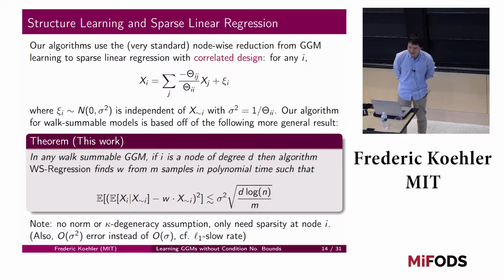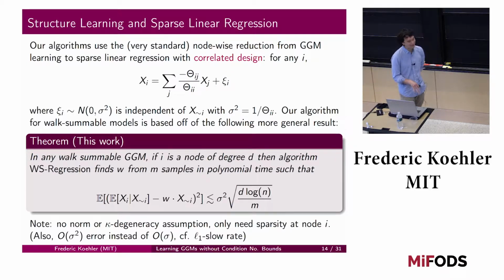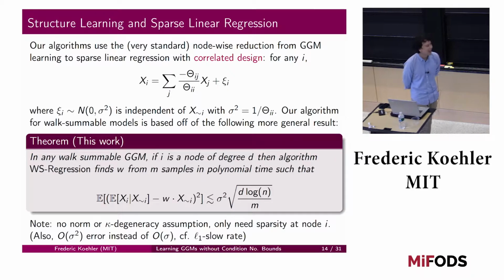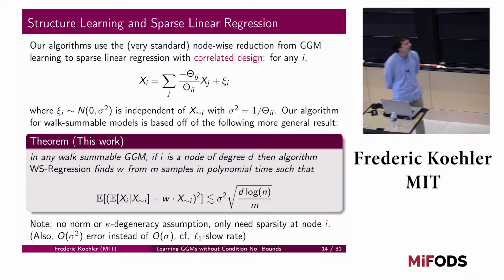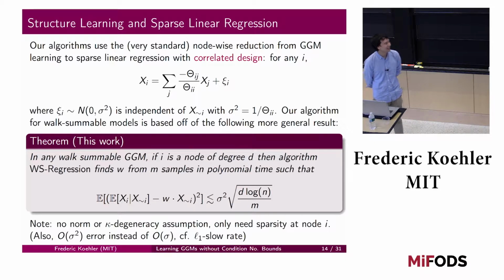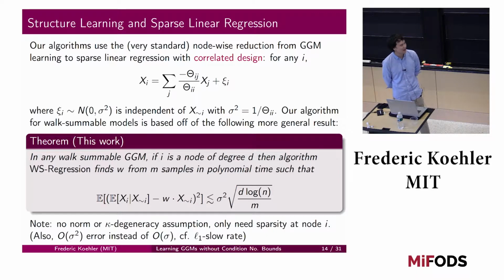So maybe just to get things started with the analysis, our algorithms use this very common idea in graphical models, which is I have an unsupervised learning problem, but I'm going to change it around and turn it into supervised. So you look at a node i, and you try to predict it from all the other nodes, just like in the Meinshausen-Bühlmann estimator. That gives you a sparse linear regression problem. And our guarantee for learning walk-summable models is basically given from this following more general result, which lets you do sparse linear regression in a walk-summable model without depending on any norm type quantities.